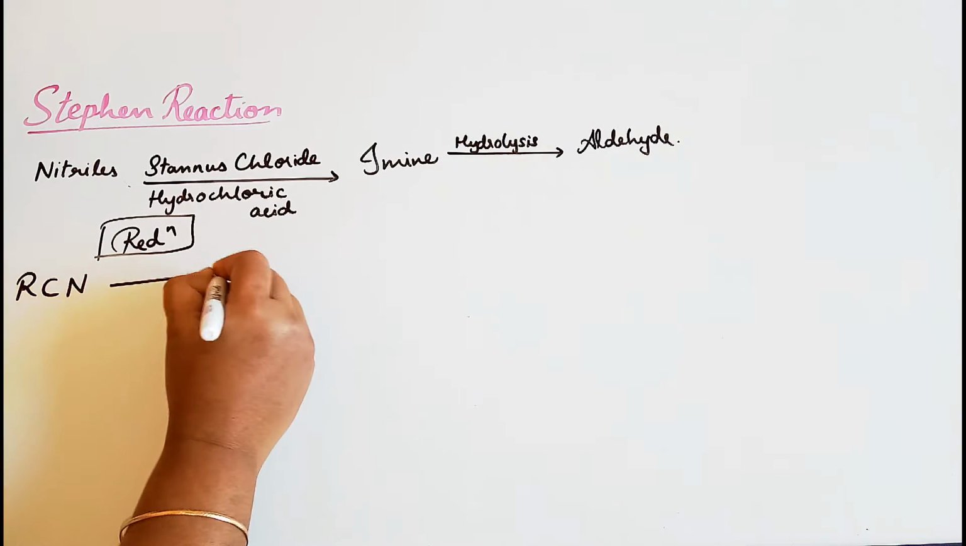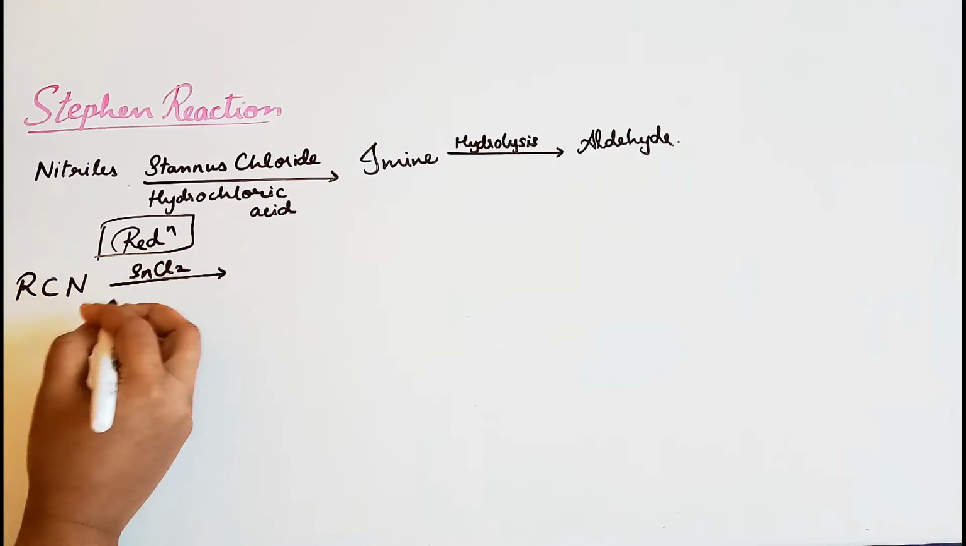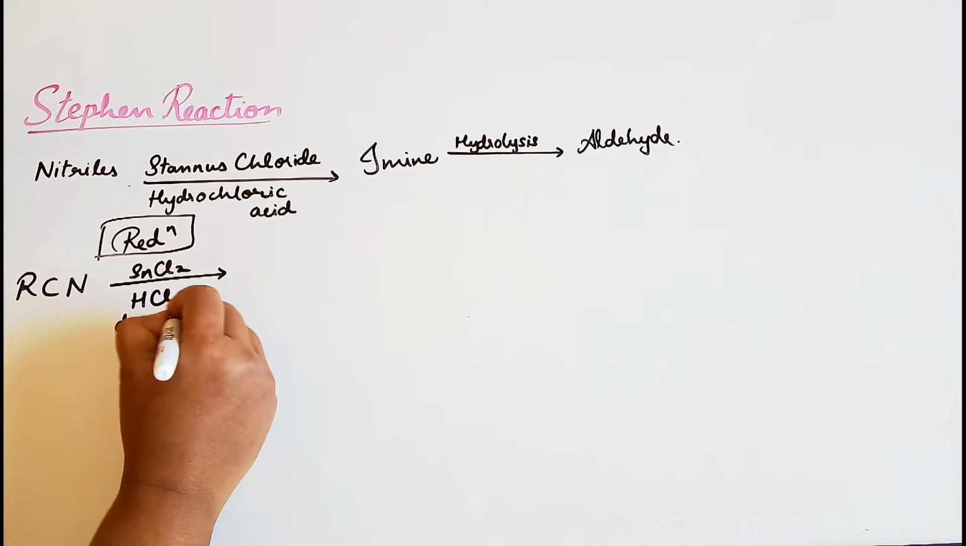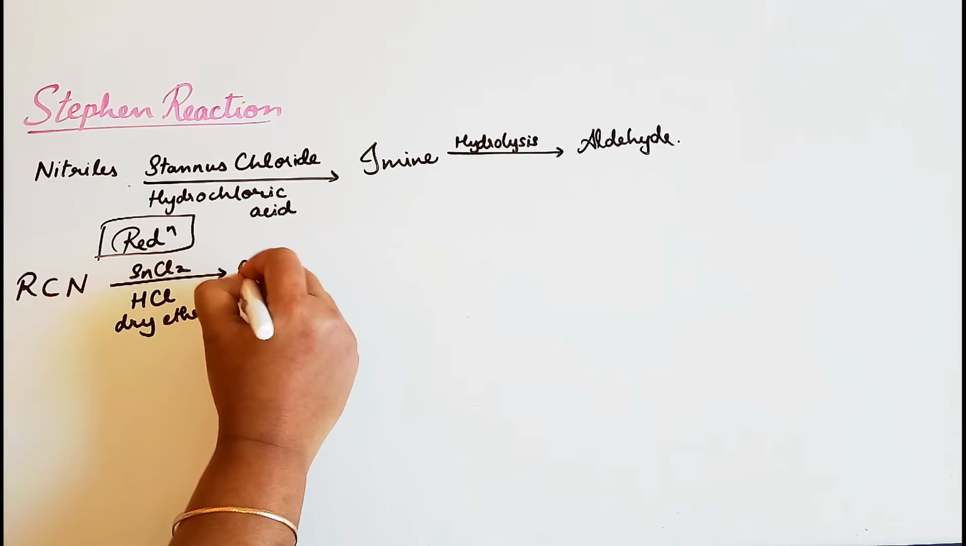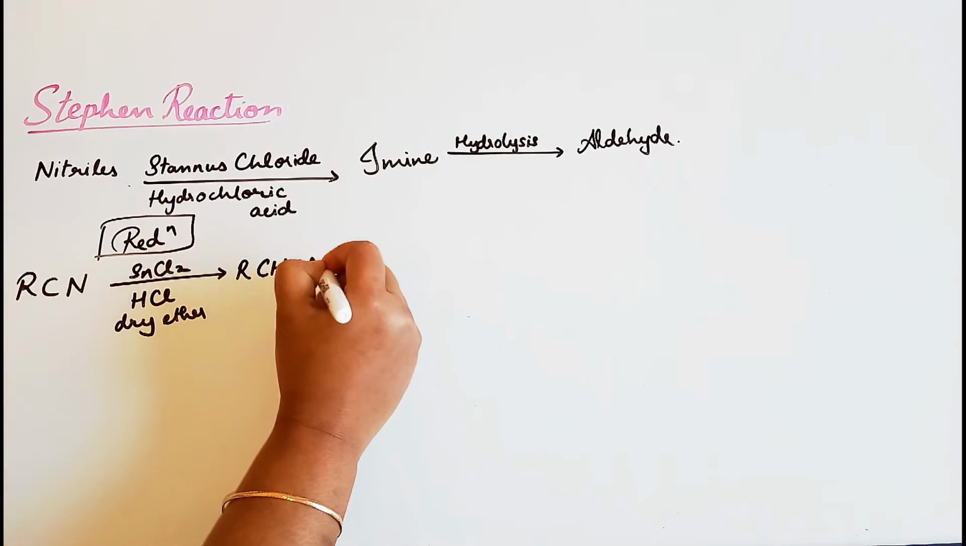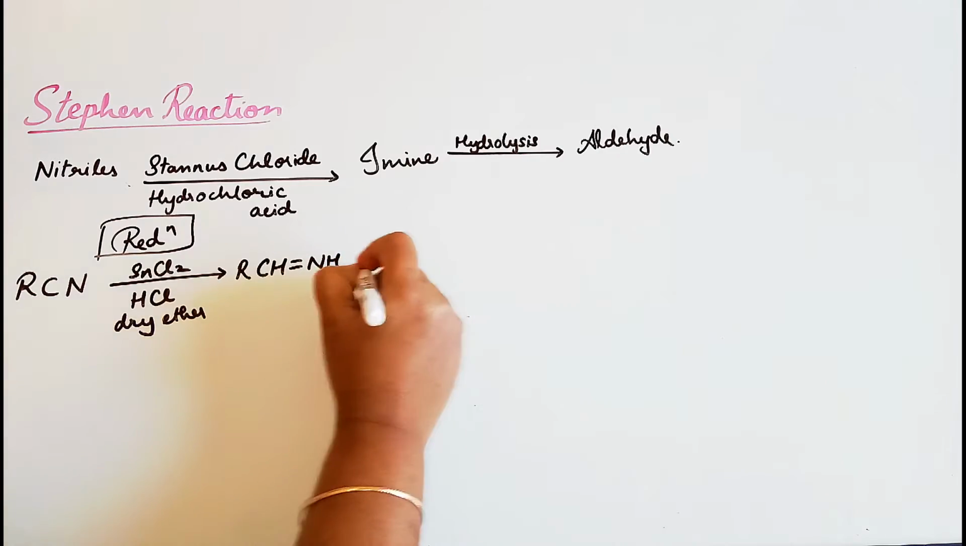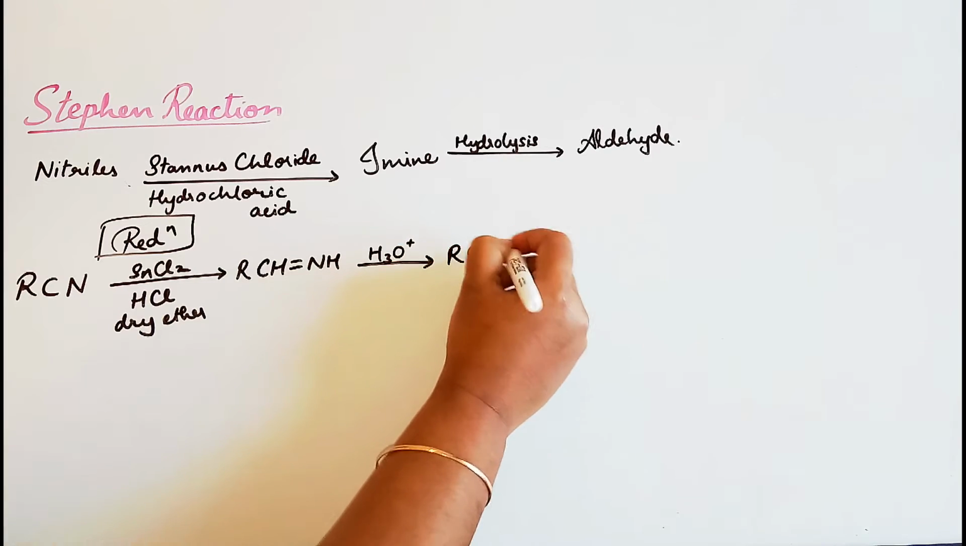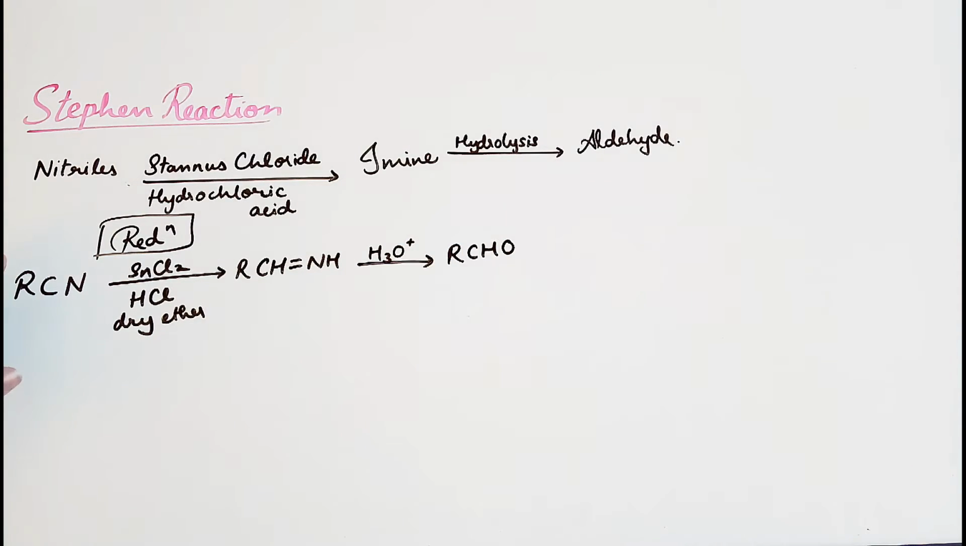RCN, that is a nitrile, is reacting with SnCl2, that is stannous chloride, HCl and dry ether. Dry ether is the solvent. This gives rise to an imine, RCH=NH. This undergoes hydrolysis, H3O+, for us to get an aldehyde. Remember, for a reaction, it's better that you remember these two at least, and you basically have to replace the R with various alkyl groups to get the rest.